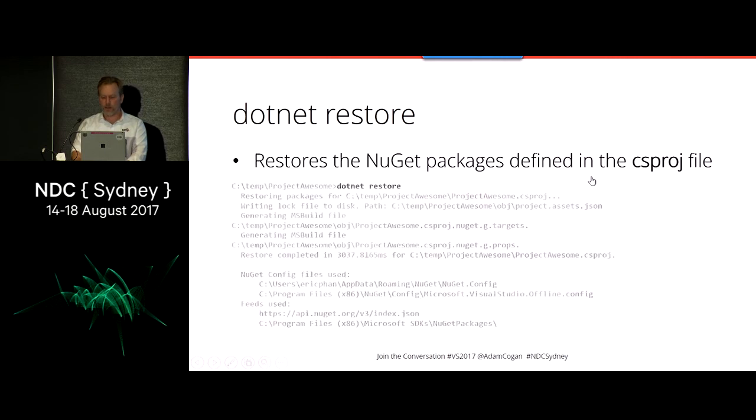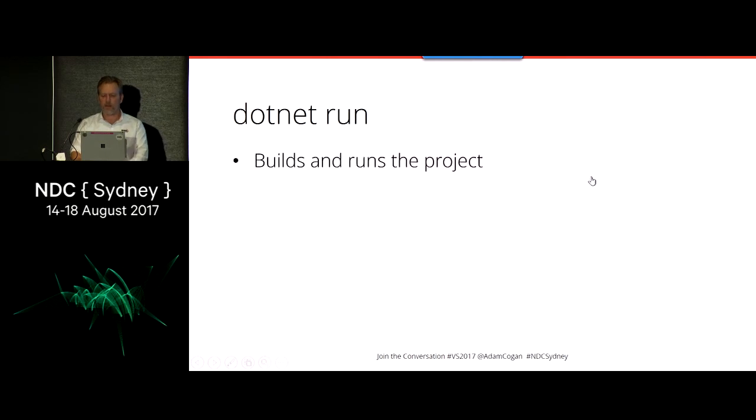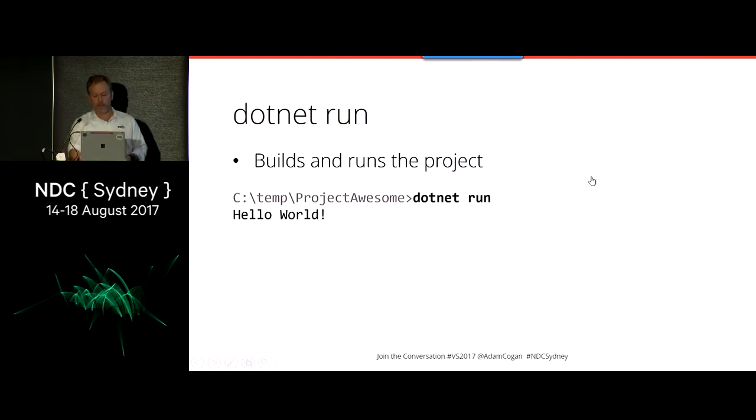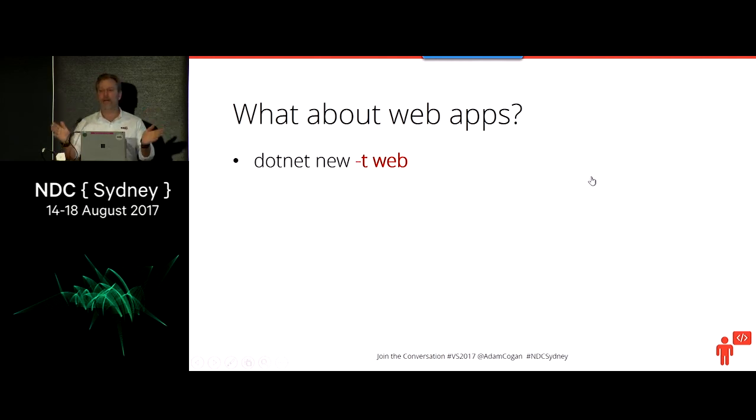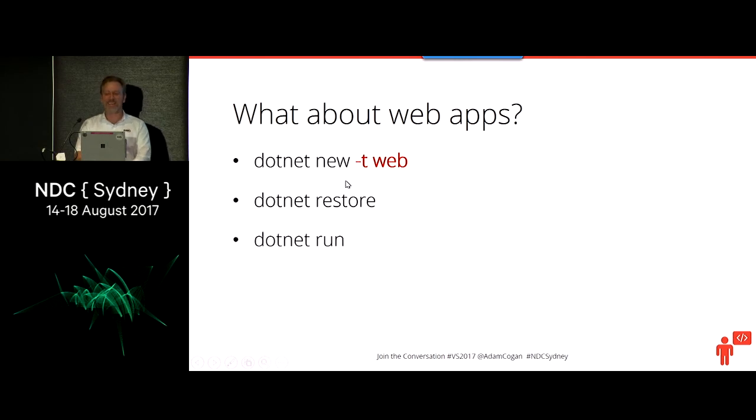Okay, so .NET Restore grabs the files, and then .NET Run builds and runs a project. What I'd like to do is do this for a web project. Now, web projects are slightly different. Okay, .NET New -T Web. Now, Bill is about to correct me, and he's going to say we've just dropped the -T. Yes, that's true. That happened in Greece. Anything that happened in Greece doesn't count. All right. So, .NET New Web, .NET Restore, and .NET Run.